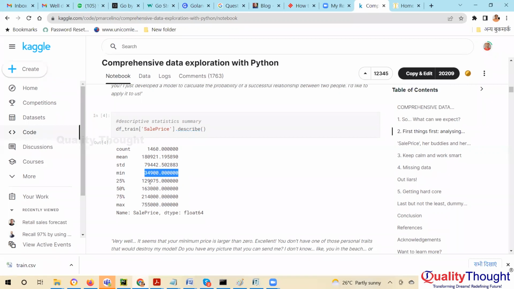We discussed quartile, right? Did we or did we not? We discussed this, sir. Yes. So 50% or 50 percentile is your median or second quartile. Minimum is your 0 quartile. Okay.